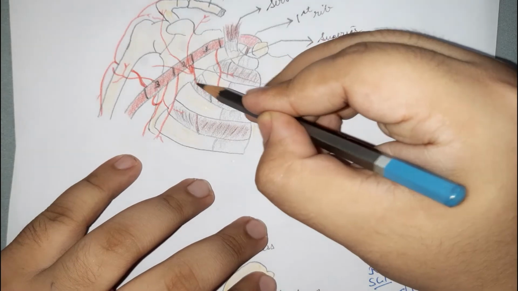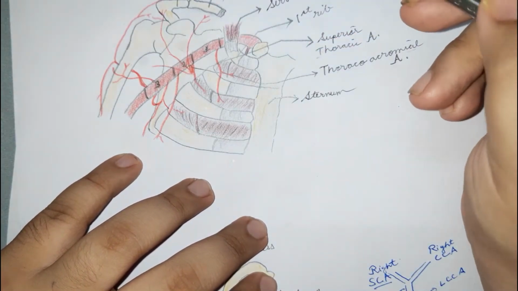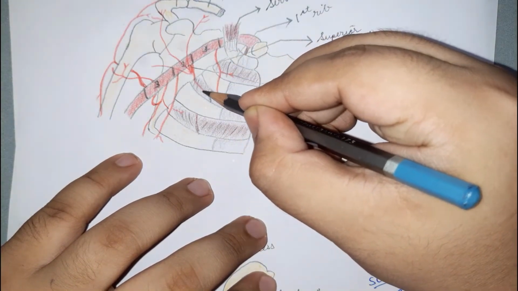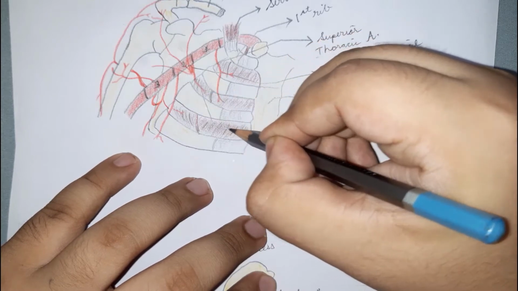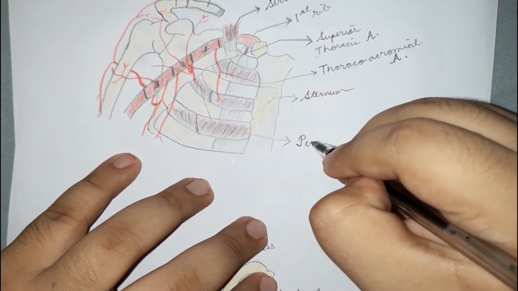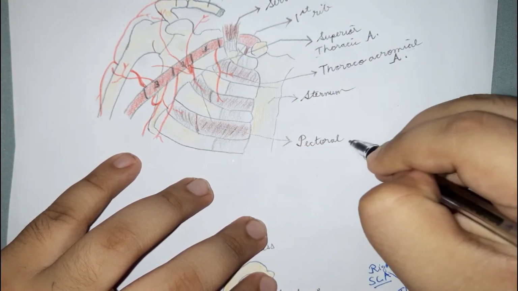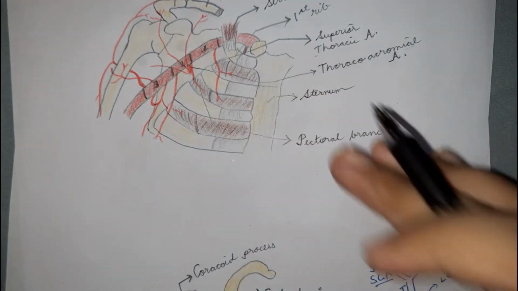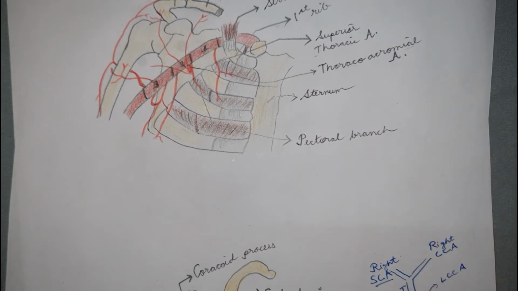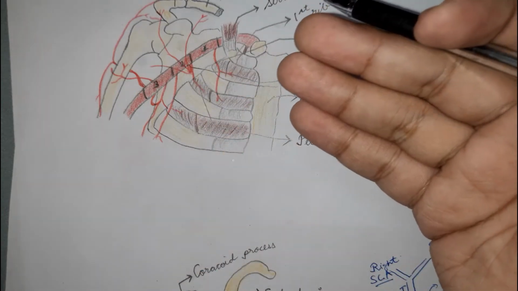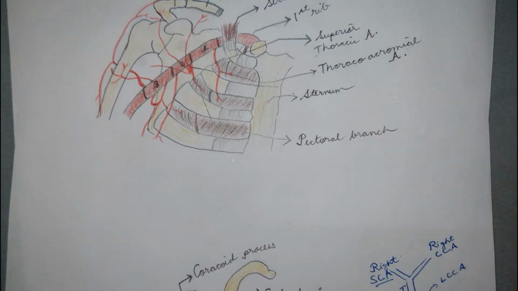The acromiothoracic artery has 4 terminal branches. What are they? One branch, as you can see, is coming down like this. This is the pectoral branch. This is also known as the breast branch. In females, these are large and are known as the breast branches. So obviously, pectoral, they will supply the pectoral regions, the pectoralis major and minor muscles, and the breast in case of females, right? That's the pectoral branch.